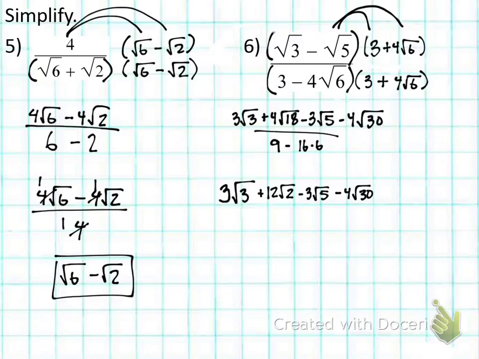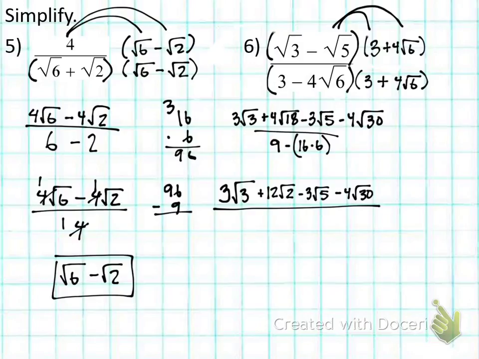Okay. 9 minus 16 times 6. We do PEMDAS here. 16 times 6 is 96. 9 minus 96 is negative 87. Okay. Then I ask myself what number goes into all of these together. We have a 3 and the 4 here. Nothing goes into both 3 and 4, so we know this is your final answer right here.